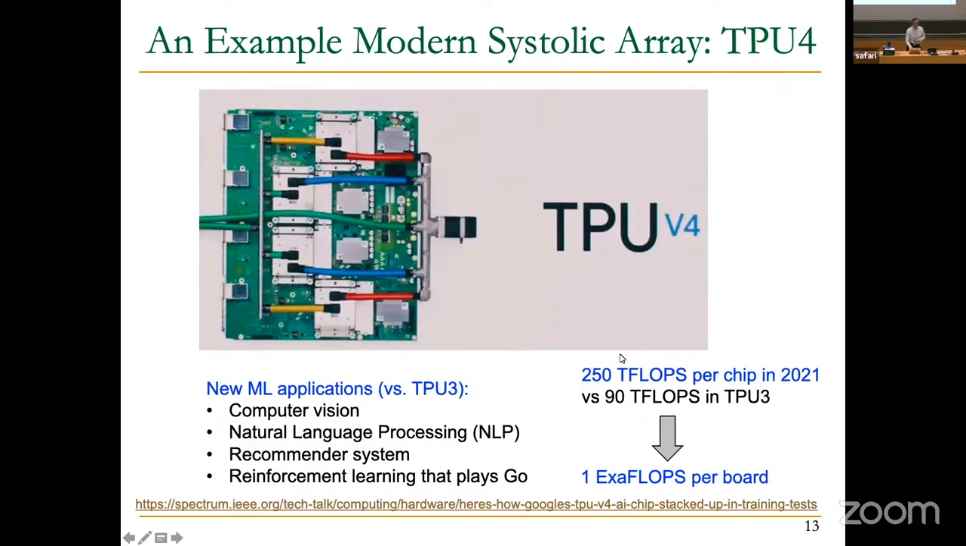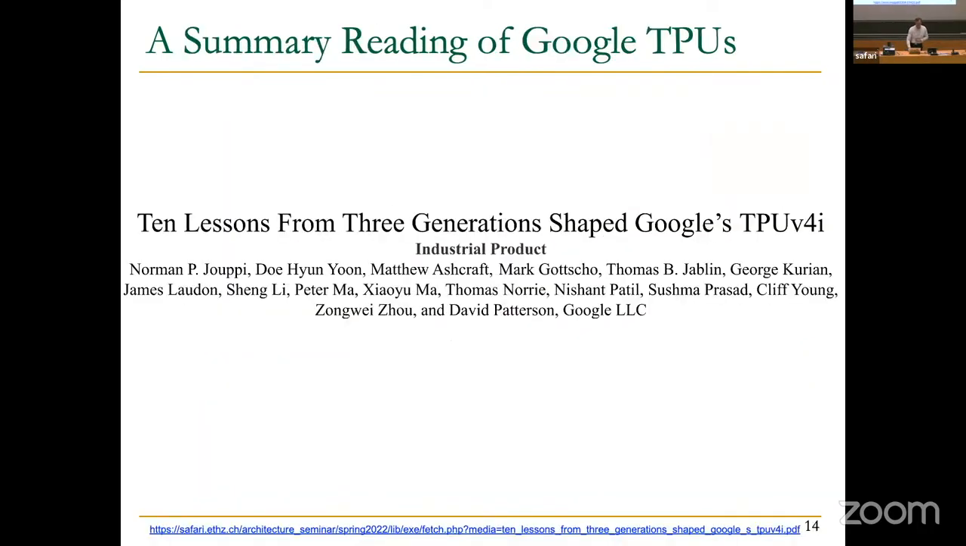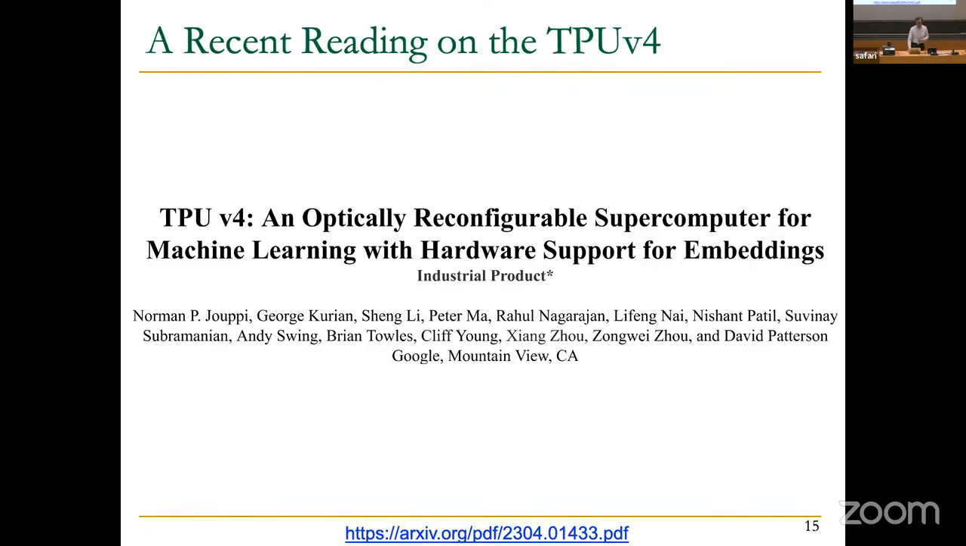You can see that the total teraflops per chip has increased by almost 3 times, as you can see over here. So they've been improving this over time. And you can read more papers about it. So they've been quite public about it, even though they don't disclose exact details, they talk about some of the things that they've done.